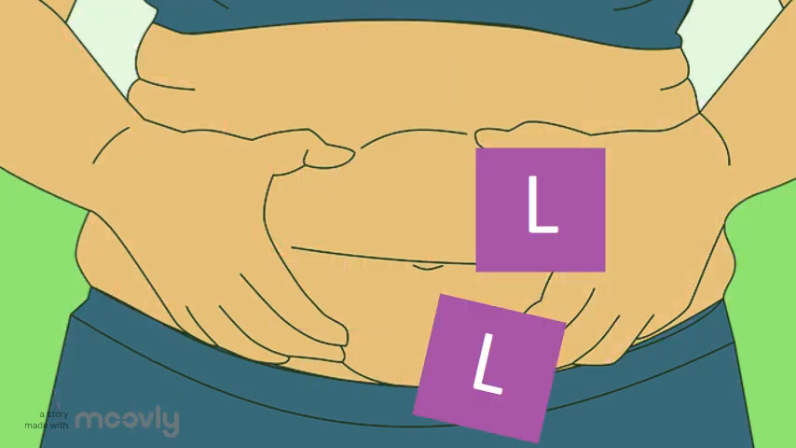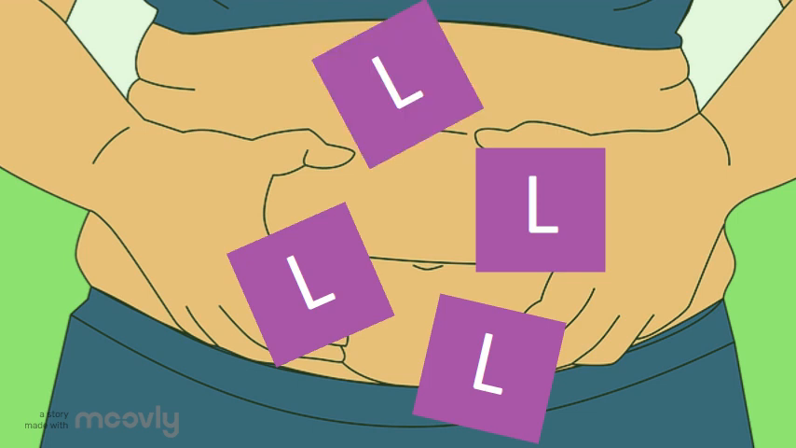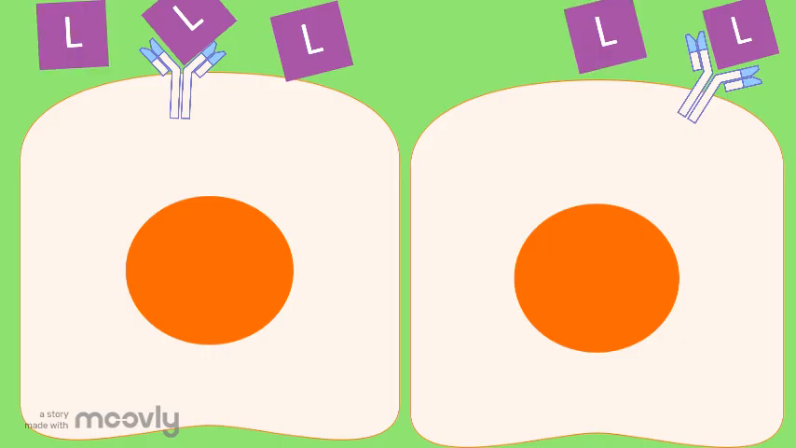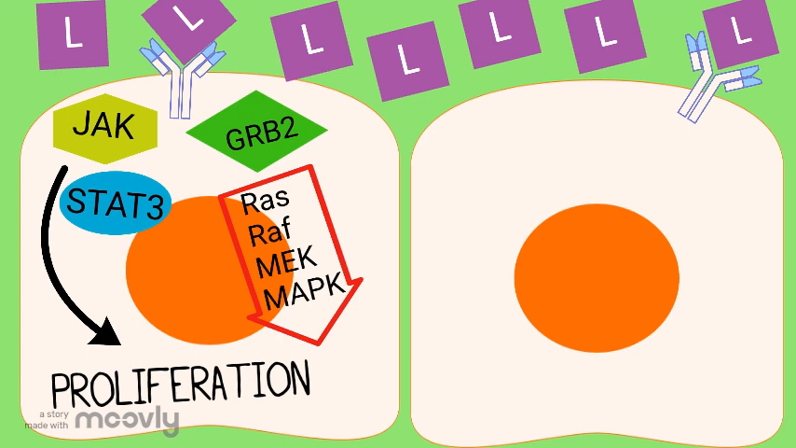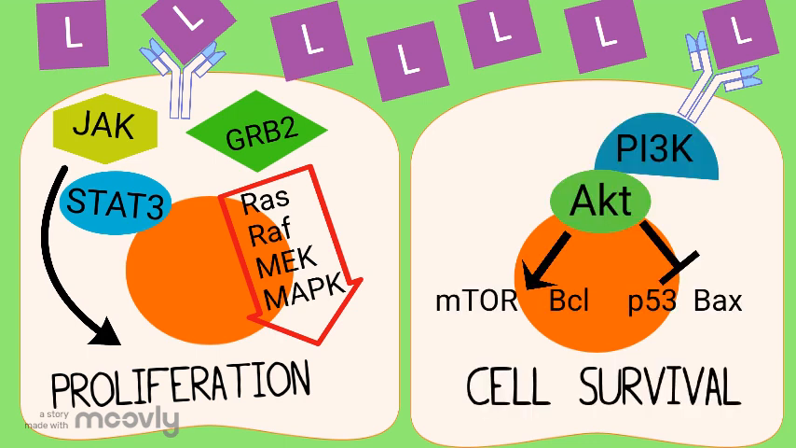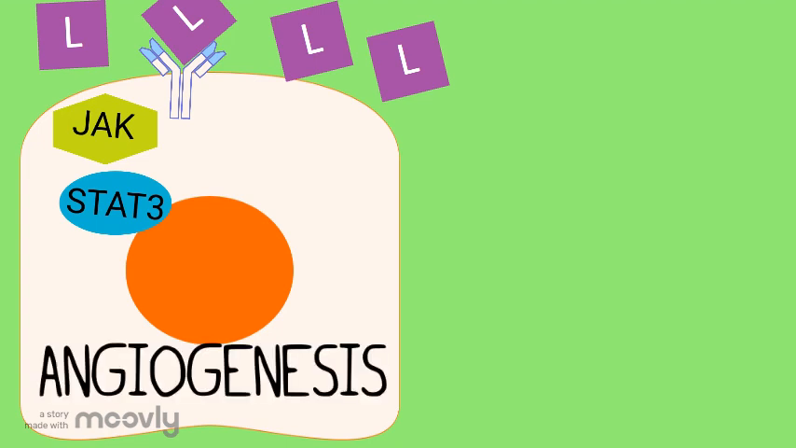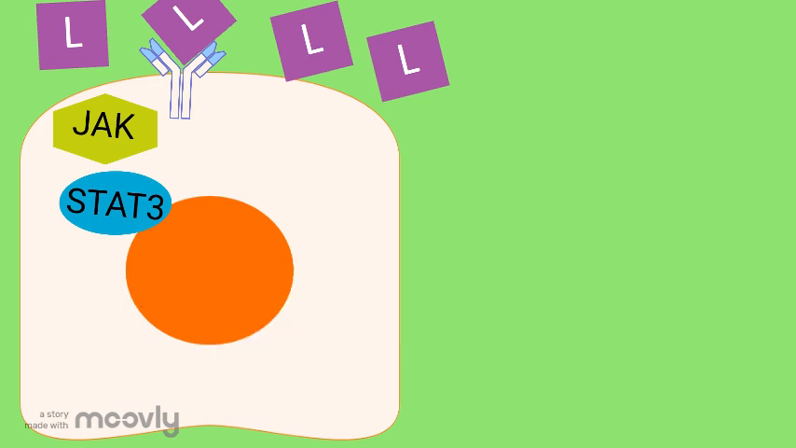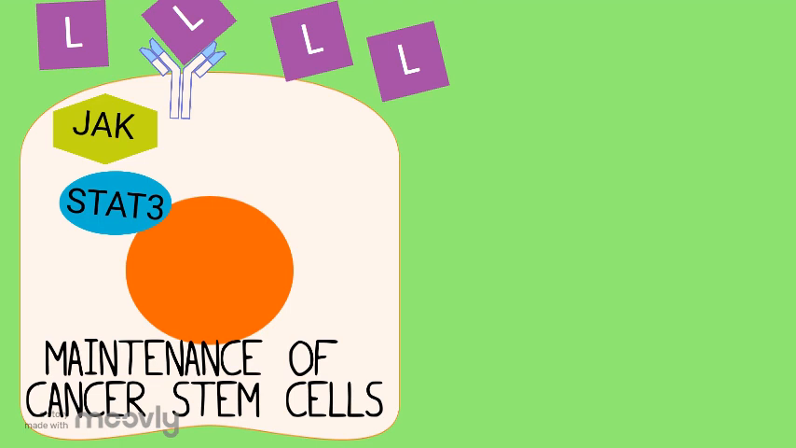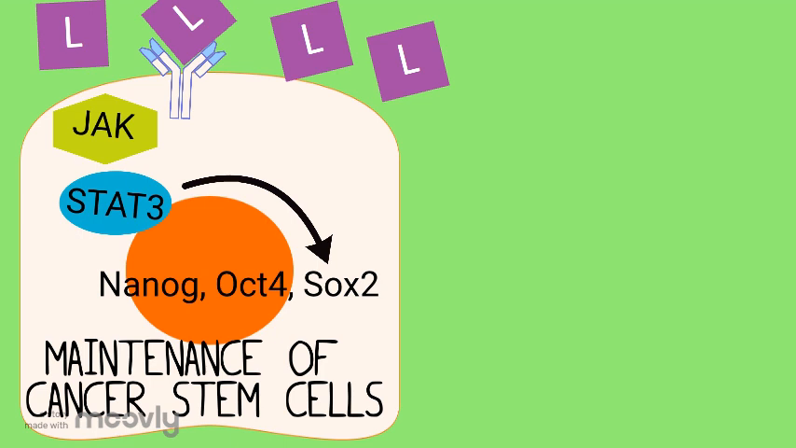Increased circulating levels of leptin have been shown to correlate with cancer progression due to hyperactivation of the growth-promoting and anti-apoptotic pathways. The leptin-induced activation of the STAT3 pathway is also thought to induce angiogenesis of malignant cells via increasing expression of vascular endothelial growth factor, or VEGF. Additionally, leptin is involved in the maintenance of cancer stem cells through regulation of transcription factors NANOG, OCT4, and SOX2.